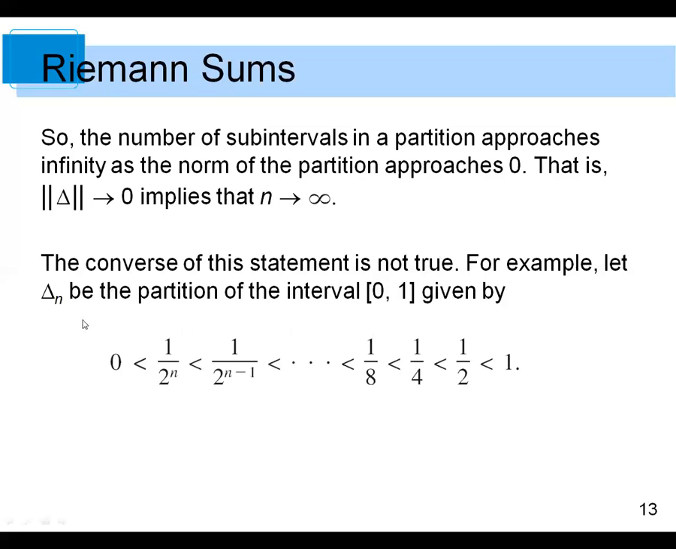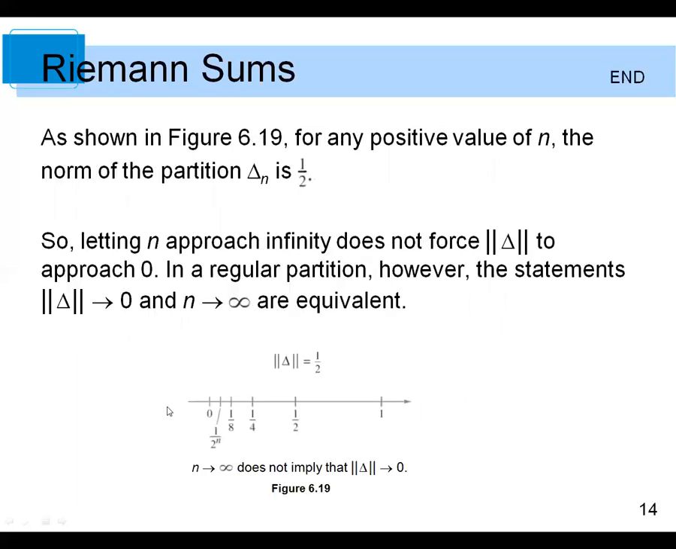For example, let delta n be the partition of the interval from 0 to 1 given by 1 over 2 to the nth power. So as shown in the figure, for any positive value of n, the norm of the partition is 1/2. So letting n approach infinity does not force the norm to approach 0. In a regular partition, however, the statements norm approaching 0 and n approaching infinity are equivalent. So just a little detail there.